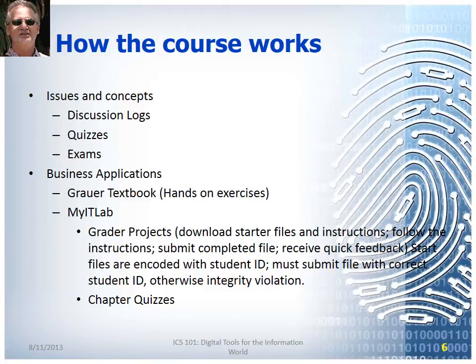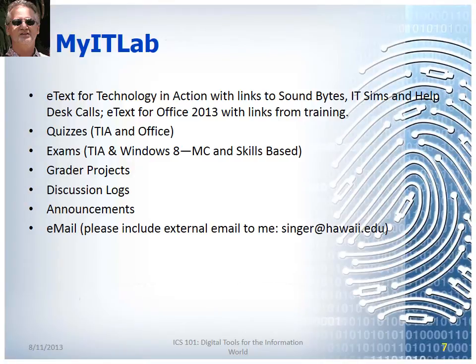And of course, there'll be chapter quizzes on a lot of the application stuff as well, just kind of a conceptual check. There is an e-text for the Tech in Action, as well as the Grauer book, that have links and everything to them. You get access to the e-text if you buy everything online. If you buy everything from the KCC bookstore, then you don't have access to the e-text, unless I think you can buy an upgrade. I'm not sure. Again, we have quizzes for Tech in Action and Office. We have the exams, which are mostly Tech in Action, but there's Windows 8 stuff as well in there. We have the Grader projects.